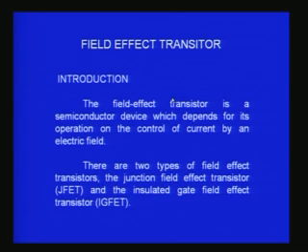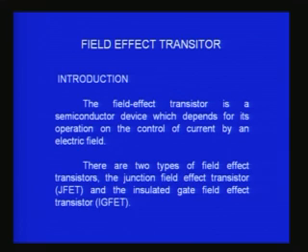There are two types of field effect transistor that we normally come across. One is called the junction field effect transistor, which is rarely used these days in the laboratory, more for basic understanding. The other one is the more popular version, called the insulated gate field effect transistor, the IGFET. The IGFET is a modification of the junction field effect transistor, and it is the one responsible for the other things that you have already come across, like the MOS, the metal oxide semiconductor field effect transistor, the MOSFET, or the CMOS, the complementary symmetry metal oxide semiconductor field effect transistor.